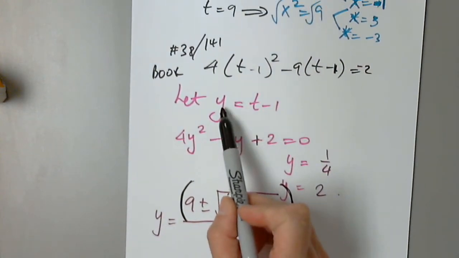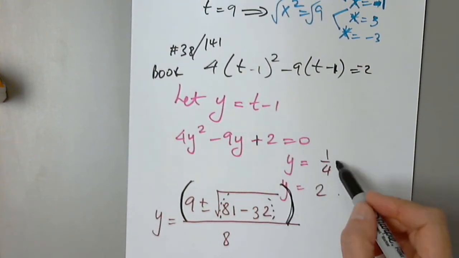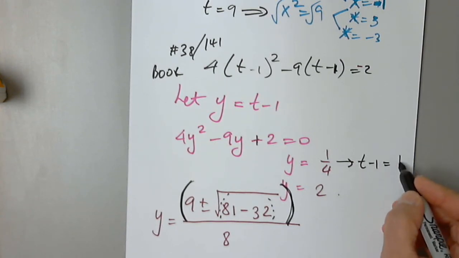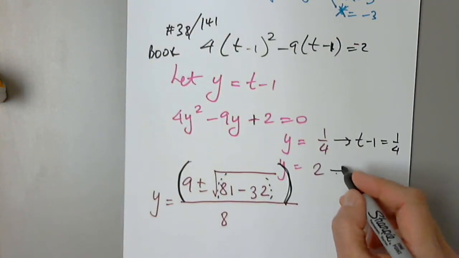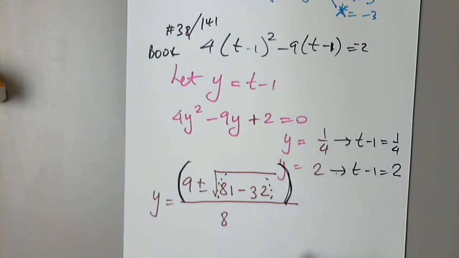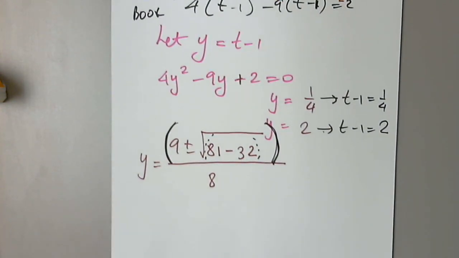So now I know that y equals t minus 1. So this equation is t minus 1 equals 1/4. And this equation is t minus 1 equals 2. And that's how I determine t.